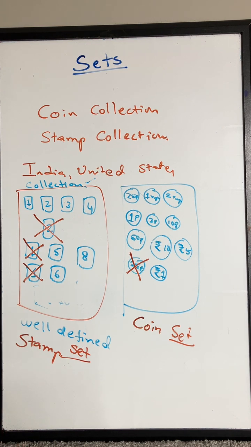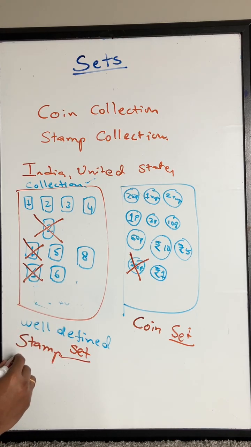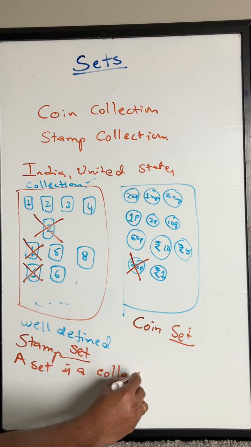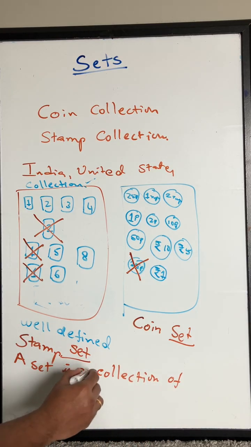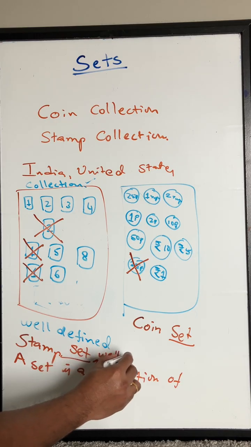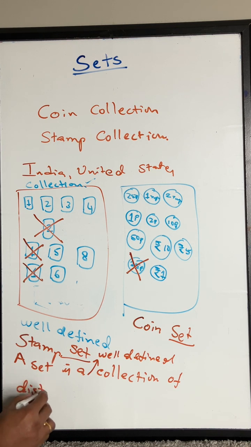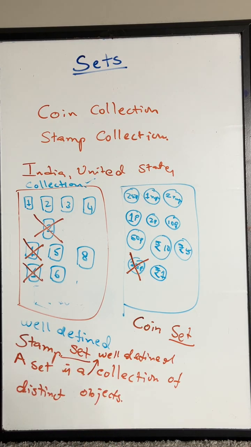So what is a set? A set is a well-defined collection of distinct objects. So let's write it. A set is a well-defined collection of distinct objects. Okay, so let's see the definition and what we discussed.